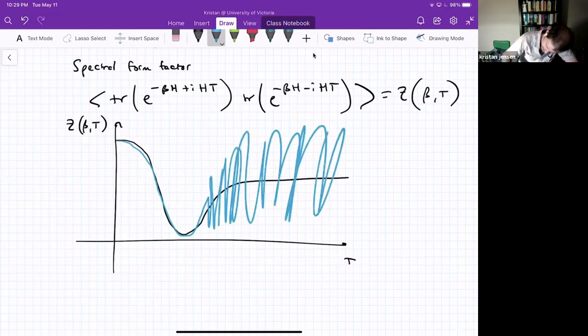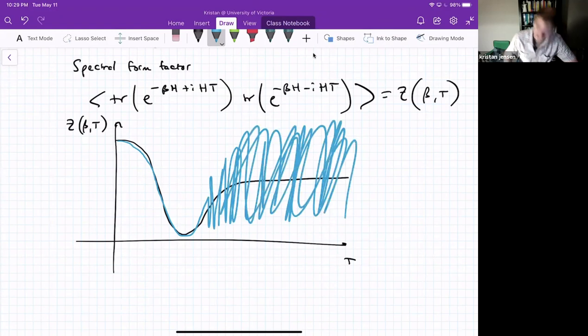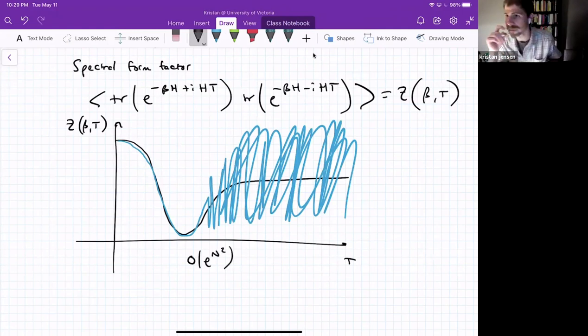You get something with an enormous amount of oscillations. Some very complicated thing once the time is of order e to the N squared, maybe divided by a factor of 100 or something. But before that point, you get a fairly smooth curve. After that point, you get a wildly oscillating curve.